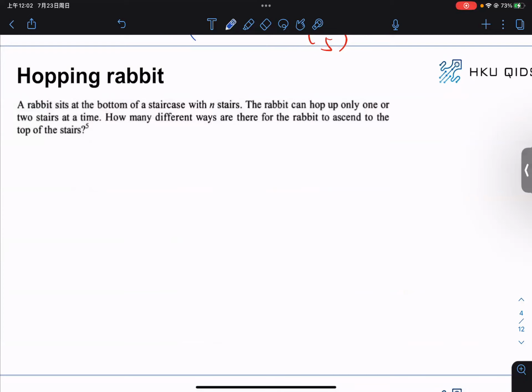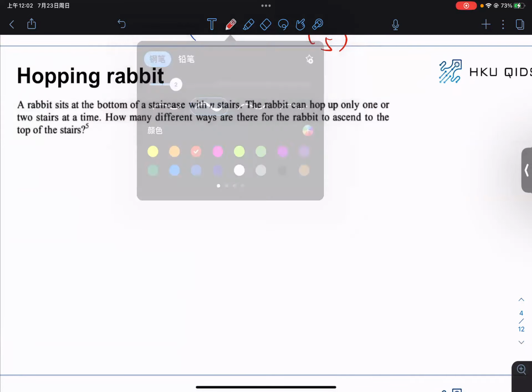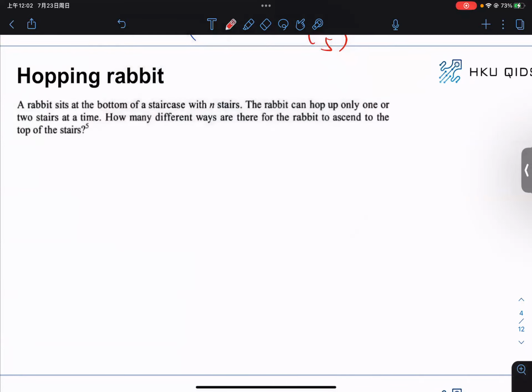And now let's come to our next question, which is also a classic one. So this is called hopping rabbit, but I think it has a lot of other names. So a rabbit sits at the bottom of a staircase with n stairs, okay? The rabbit can hop up only 1 or 2 stairs at a time. So how many different ways are there for the rabbit to ascend to the top of the stairs?